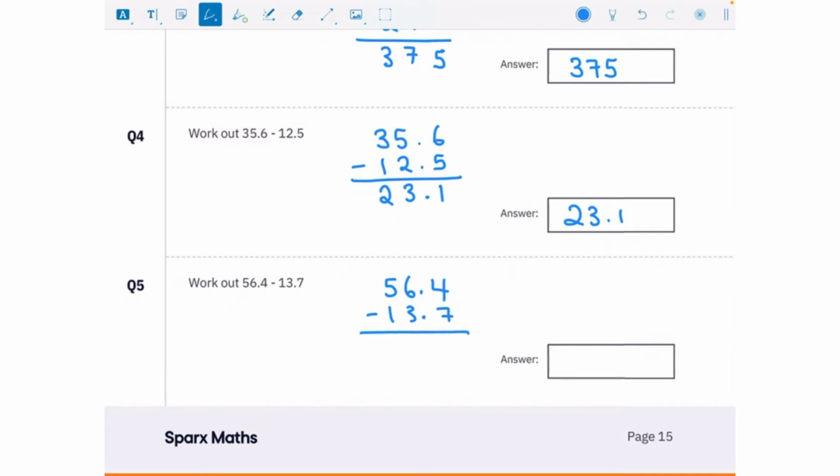For question number 5, we've got 56.4 minus 13.7. We've got more on the floor, so we're going to borrow from next door. So 6 becomes a 5. And 4 becomes 14. 14 take 7 is 7. Line up those decimals. 5 take away 3 is 2. And 5 take away 1 is 4. So 42.7.